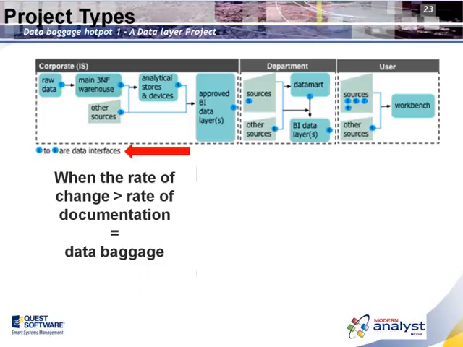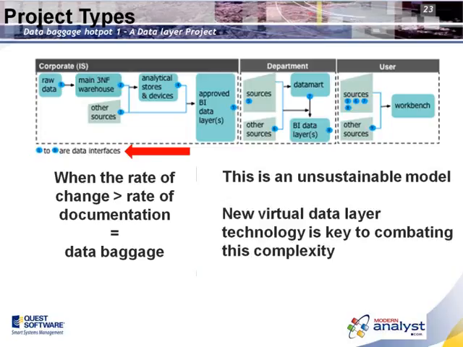So when the rate of change to these data layers is greater than the rate of documentation, you get data baggage. And the larger the data layer projects, the more unsustainable the model is. There's new tooling available to help reduce the complexity of these data layer projects to ensure that data baggage is not created and even reduced.